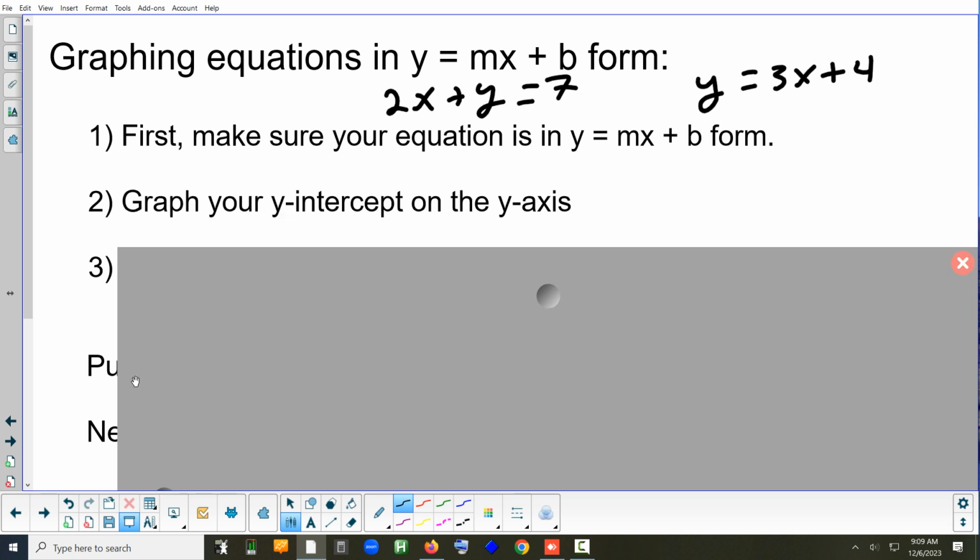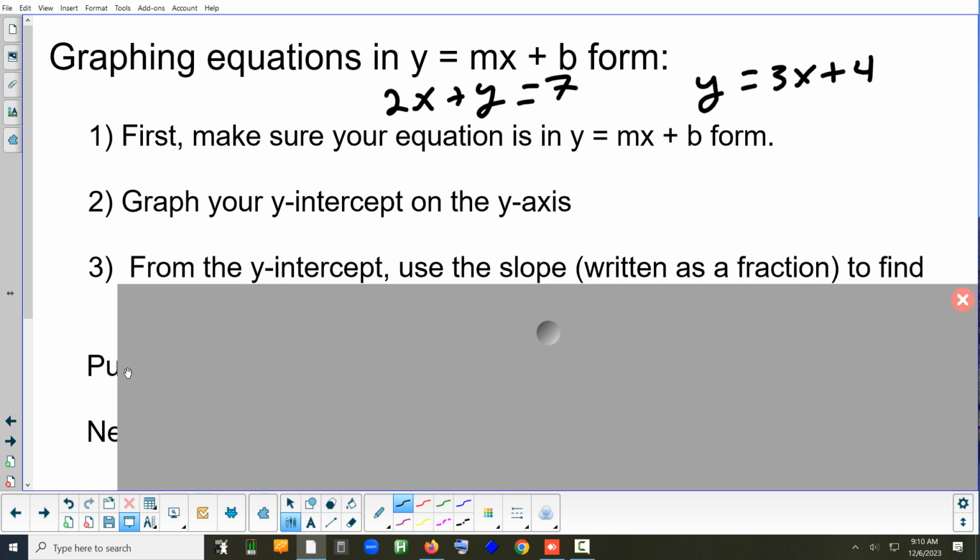Second step, graph your y-intercept. You're going to look at the number that's at the end. Look at the b, and you're going to put a dot on that number on the y-axis. So in step 2, you're using the b. You're using the y-intercept. What do you think we're going to use in step 3 that we haven't used yet? What part of the equation haven't we used? Slope. We haven't used the m. That's step 3.